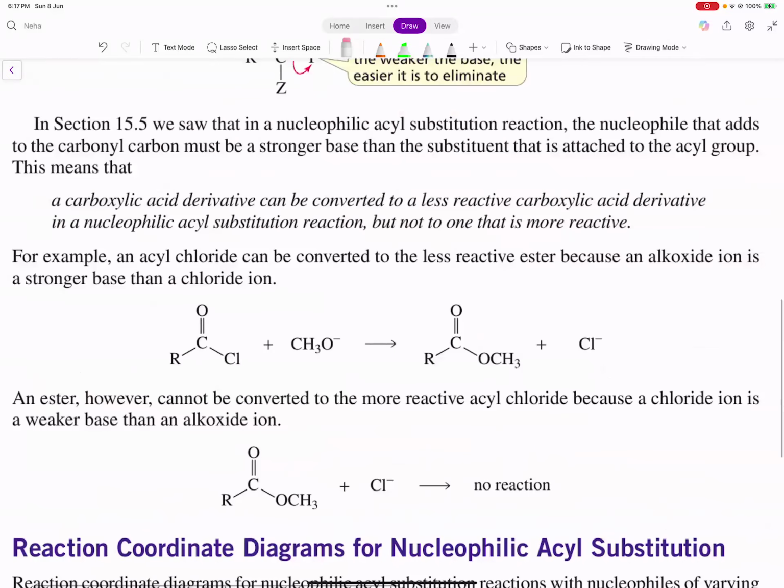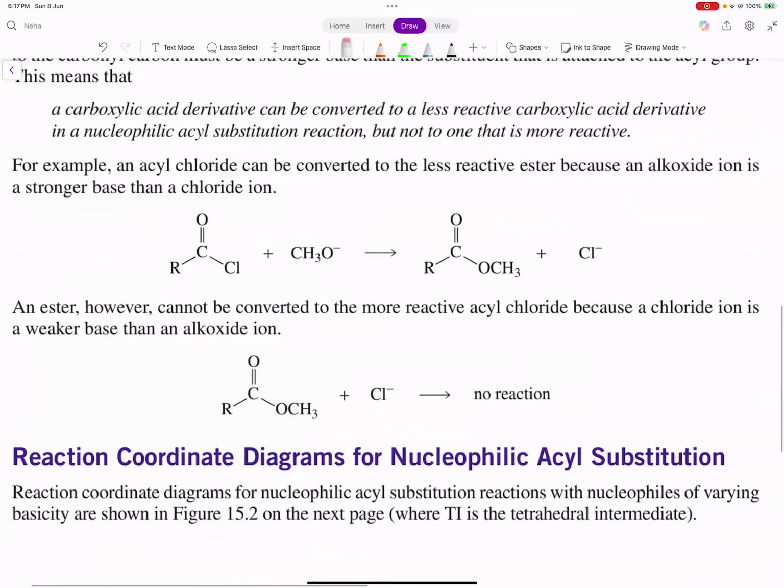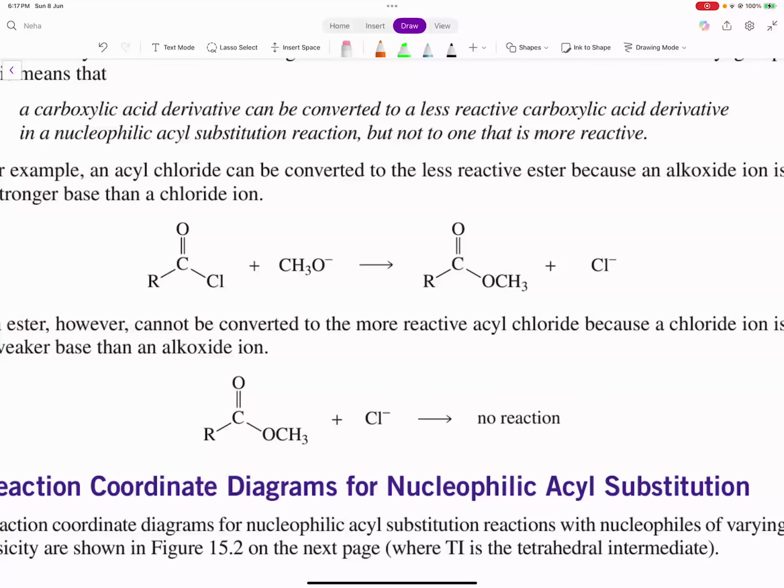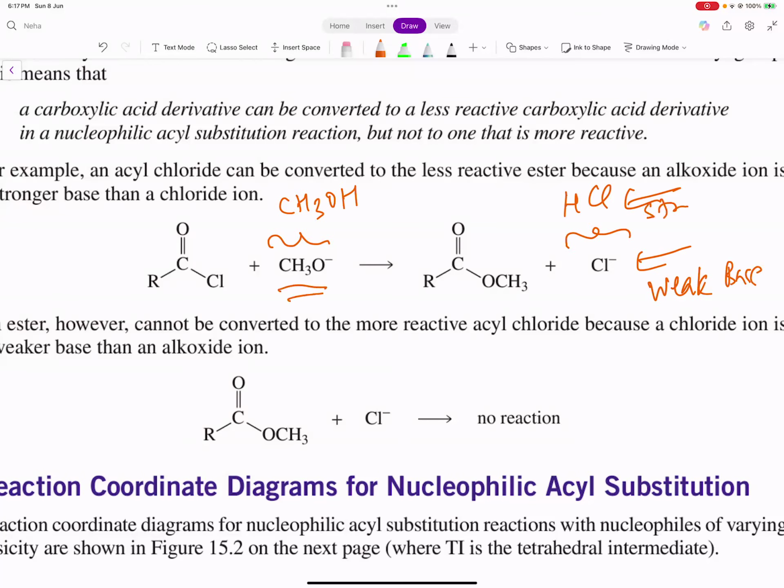So see what is happening here. This reaction will go to the right because it is a strong base. CH3O minus is a stronger base as compared to Cl minus, because its conjugate acid is CH3OH, while HCl is a strong acid, so Cl minus is a weak base, right? So here the strong nucleophile is able to replace the chlorine.